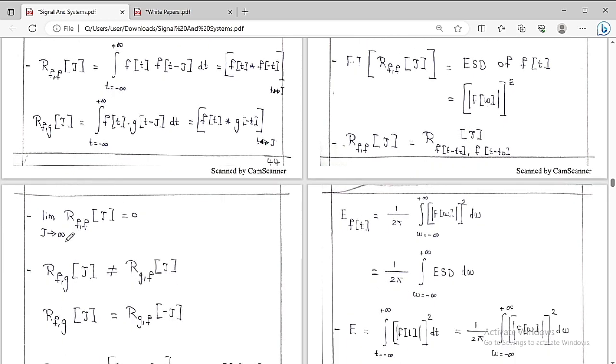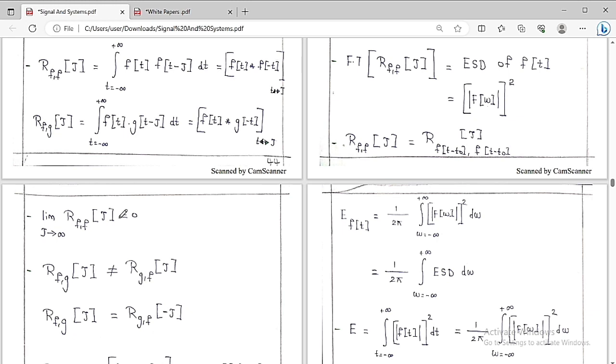And what is going to happen? As tau tends to infinity, the autocorrelation of the function is going to give you 0. So we can say that as the limit tends to infinity, the autocorrelation of f, R_FF of tau, is going to tend to 0.